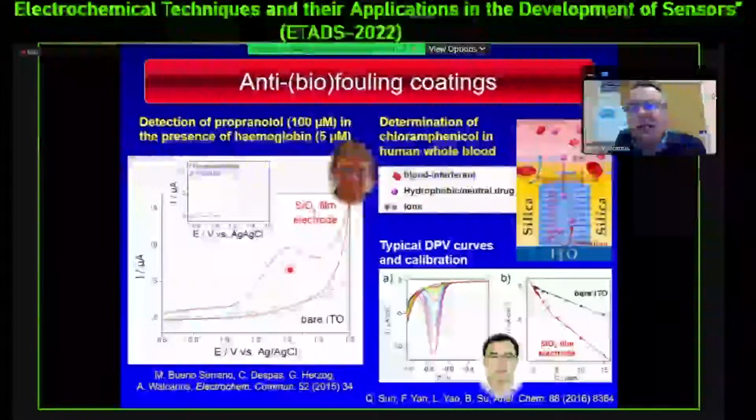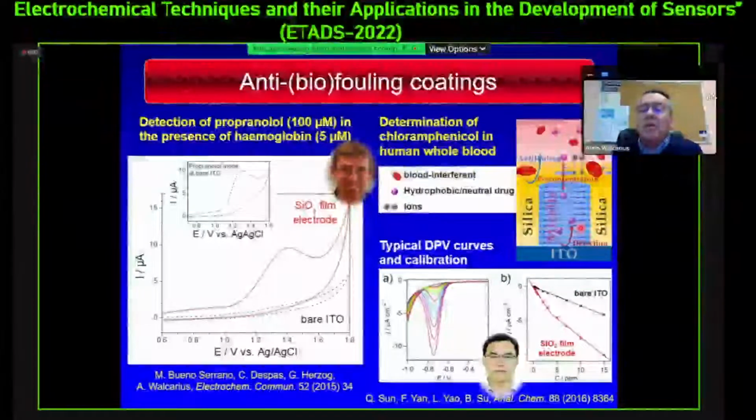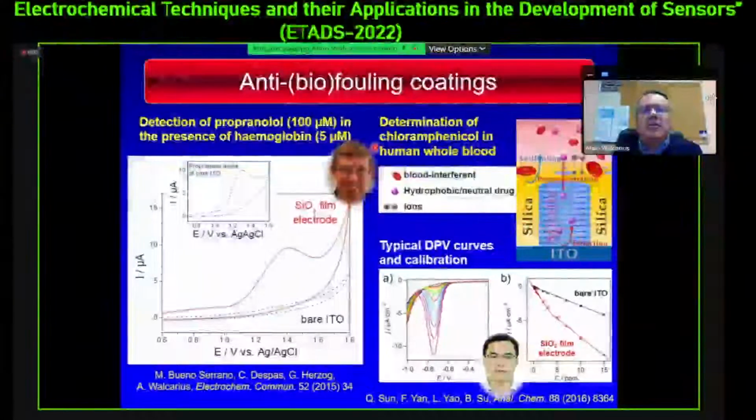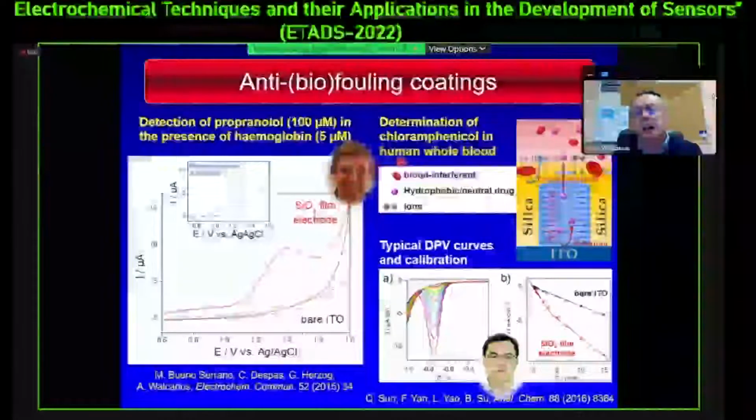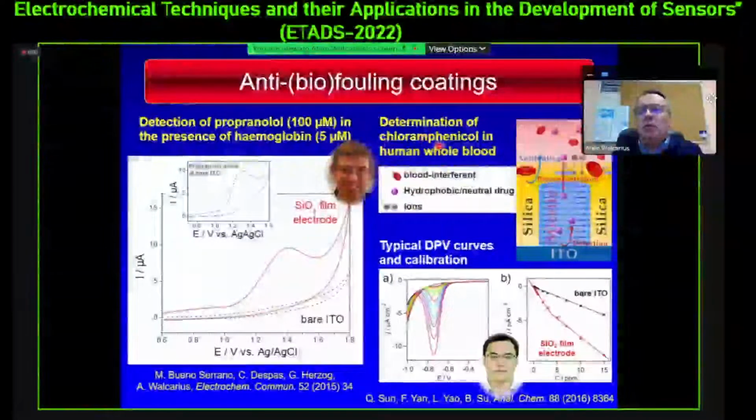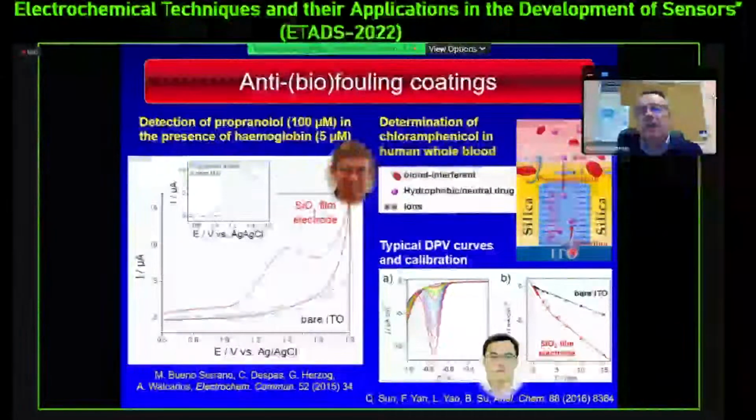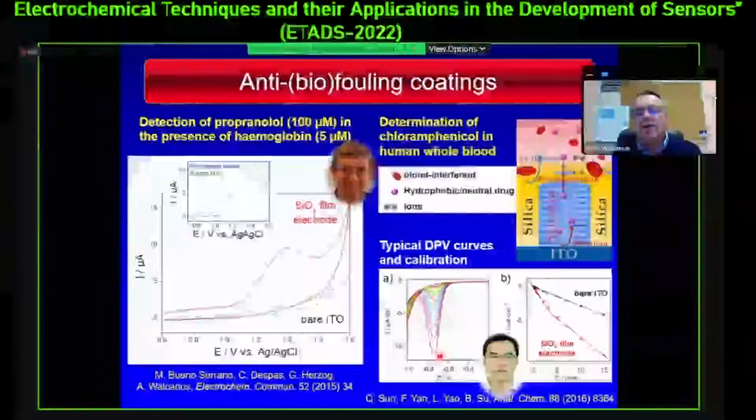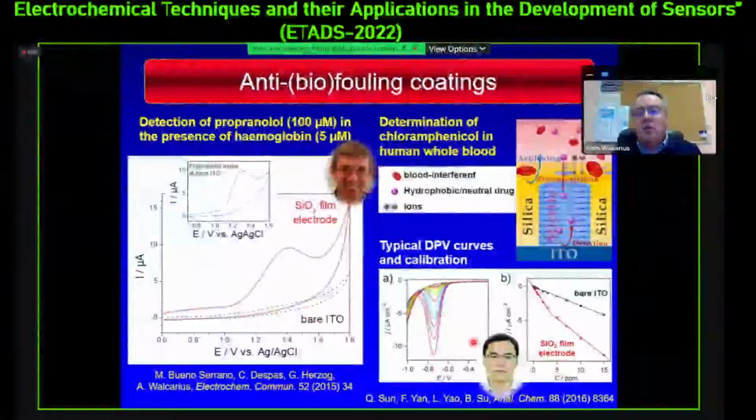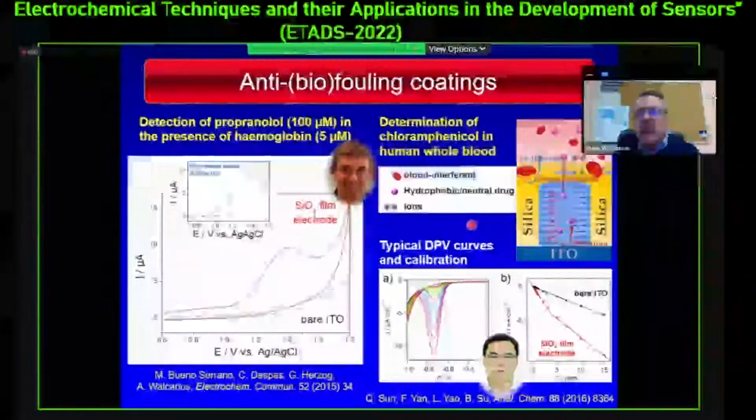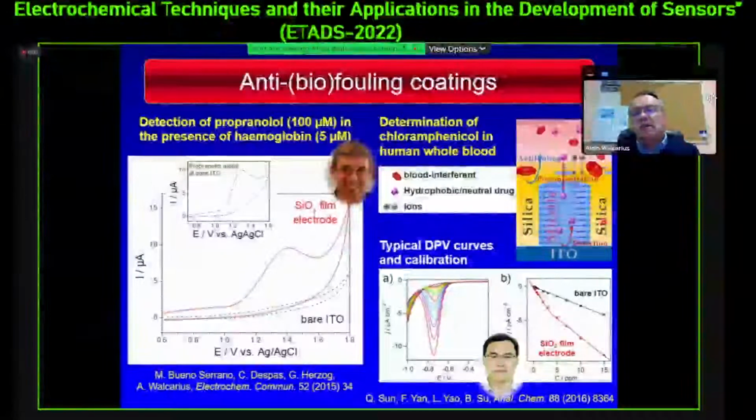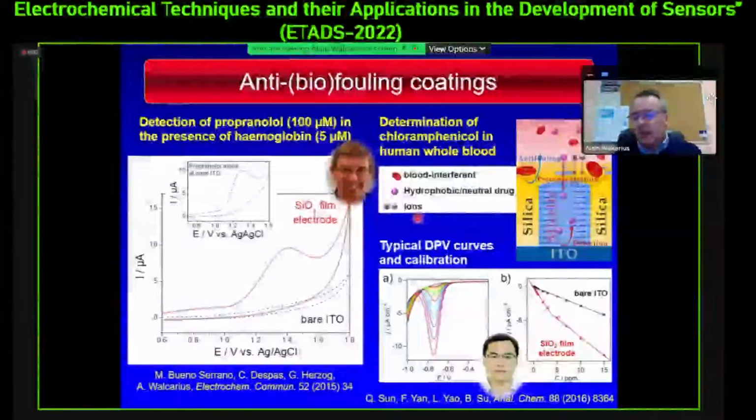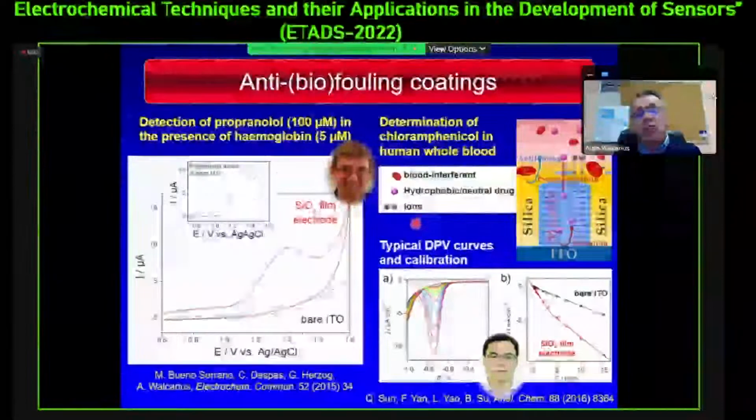Another example is from the Bin Su group, directly working on a film with the surfactant template still inside. This is the example of the detection of chloramphenicol in human whole blood, taking advantage that chloramphenicol is a neutral molecule which is likely to cross, to be dissolved actually in the surfactant phase, giving rise to nice voltammetric signals. Whereas the big interfering molecules of the blood are not likely to cross this film, and the ions are also ejected from the surface for hydrophilic reasons.